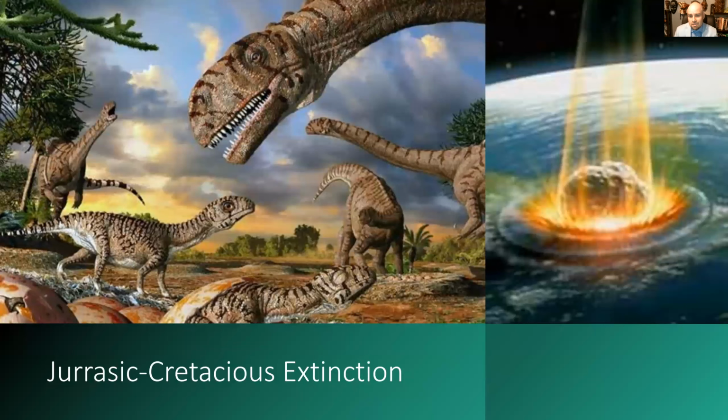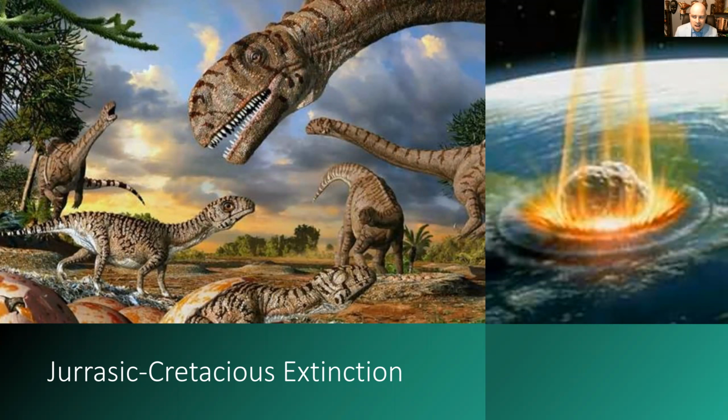One of the most famous extinction events is the Jurassic Cretaceous extinction 65 million years ago. This is where a large meteor hit the Earth near the modern day Yucatan Peninsula, and it caused the die-off of a large percentage of biodiversity and then all of the dinosaurs, or most of the dinosaurs. Of course, there's some ancestors of dinosaurs today, which are birds, but all the large dinosaurs die off, and we see the rise of mammals and such.